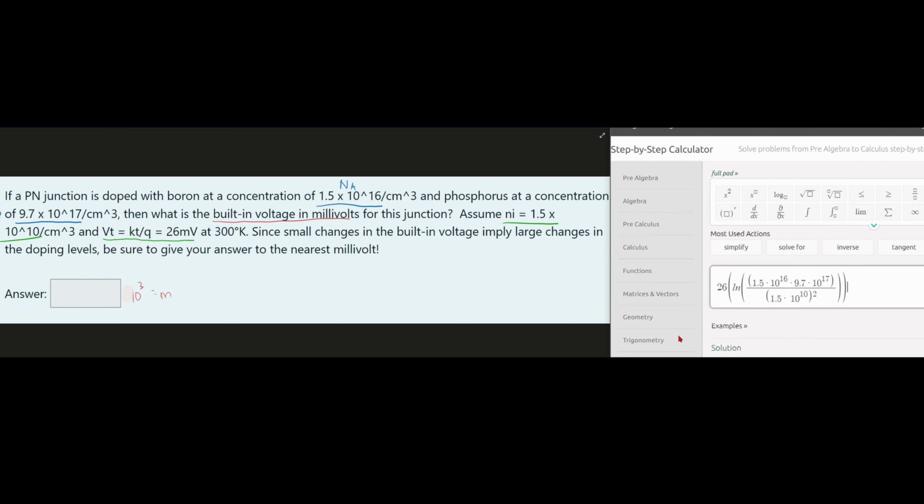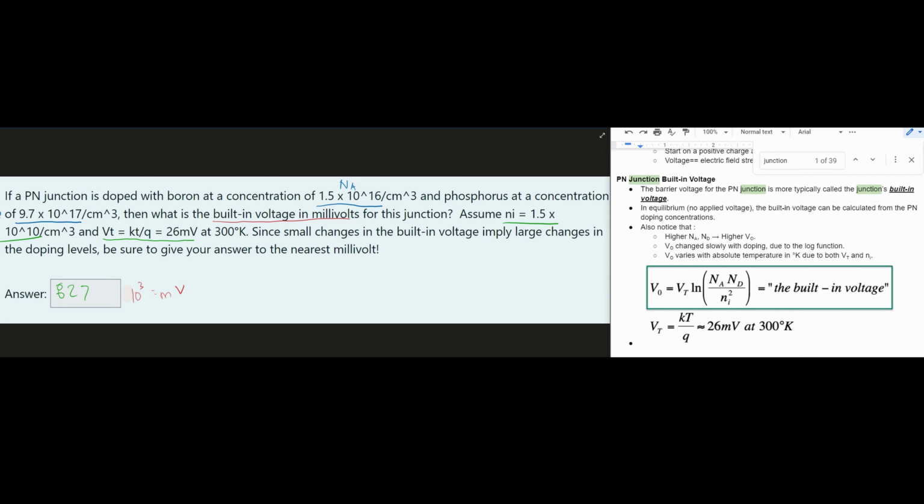So if we plug this into a calculator, notice how with this 26 millivolts, I excluded the 10 raised to the negative 3. That's because we're just going to want the answer in millivolts when we're done here. So I'll actually write mV here as well. So when we look at this, we're just plugging this in. And then for our answer, we're going to get approximately 827 as our result. So that's how we would go about solving this problem. We would just be using this equation for the built-in voltage.